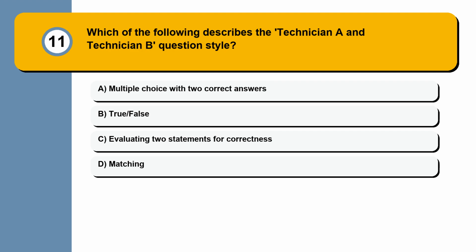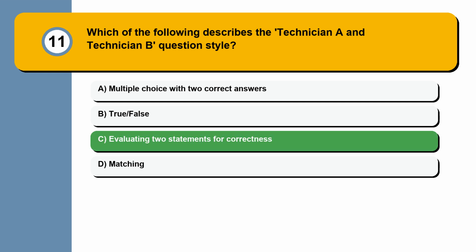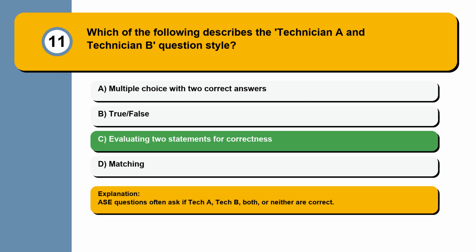Question 11. Which of the following describes the Technician A and Technician B question style? Multiple choice with 2 correct answers, true/false, evaluating 2 statements for correctness, matching. ASE questions often ask if Tech A, Tech B, both, or neither are correct.